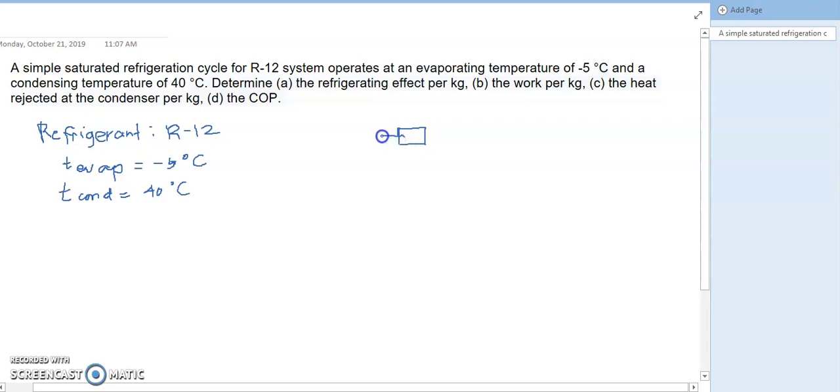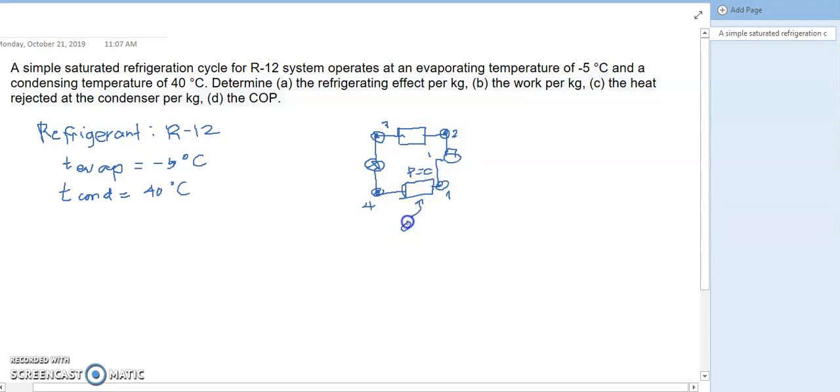So, if we draw a diagram, this is of course your condenser. This is your evaporator. The drawing is a bit small. This is the compressor, and then this is your expansion device. Point 1, this is point 2, point 3, and then point 4. We recall that at this point, it is P equal to C.